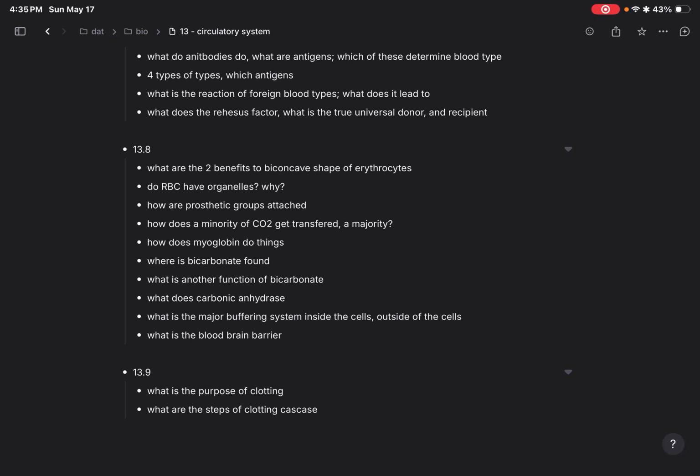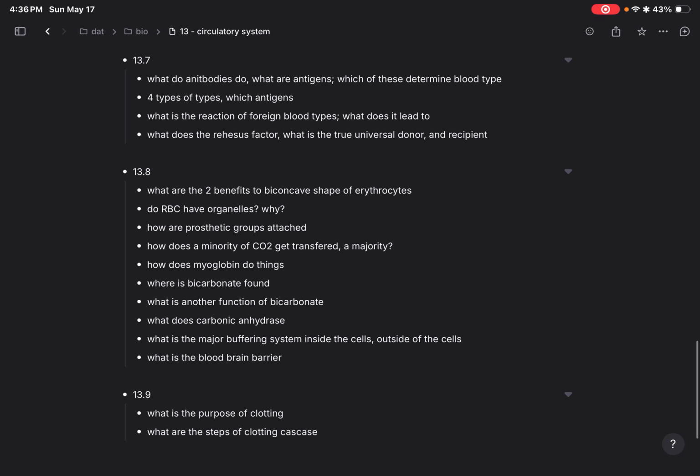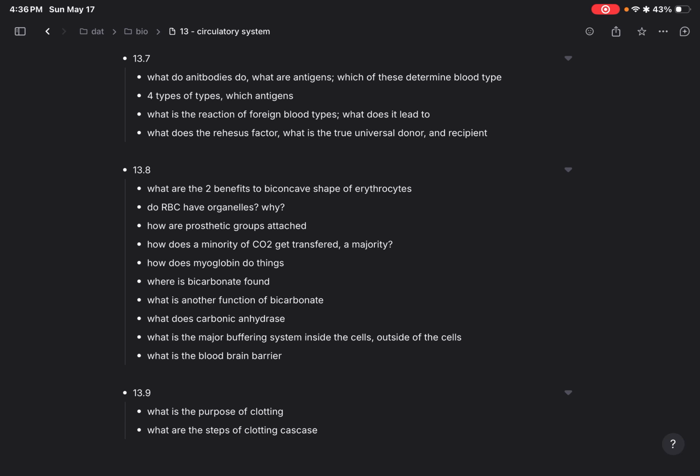What is the rhesus factor? Rhesus factor is positive or negative. So if you have the rhesus factor, you're going to be positive. If you don't, then you're going to be negative. So the true universal donor is going to be O positive.